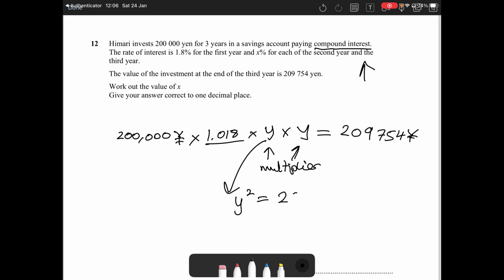And what we'll need to do to solve this equation is we're going to divide by that and that. I mean, we can divide by both in one step. You can do this in multiple steps, but remember we are multiplying by both 200,000 and 1.018. Be sure to make sure your 1.018 is on the denominator, right? So we'll get an equation for y squared here. If we do that, 209,754 divided by, either use brackets or the fraction button's probably better here, because we want both the 200,000 and the 1.018 on the denominator there.